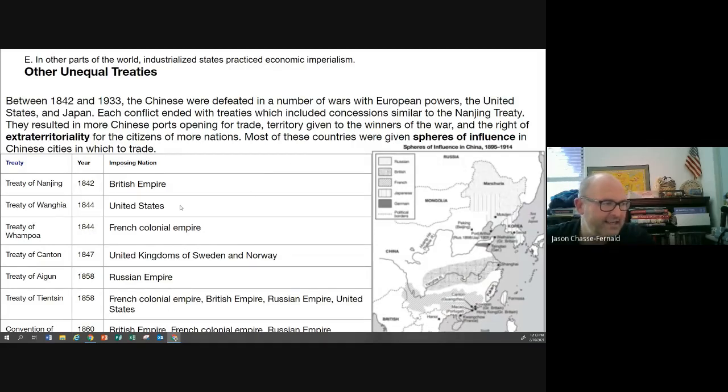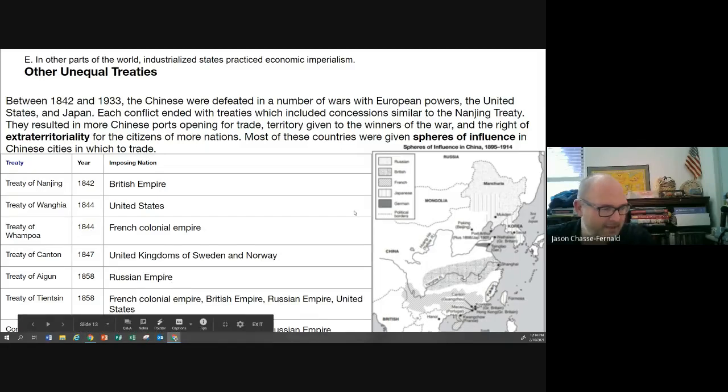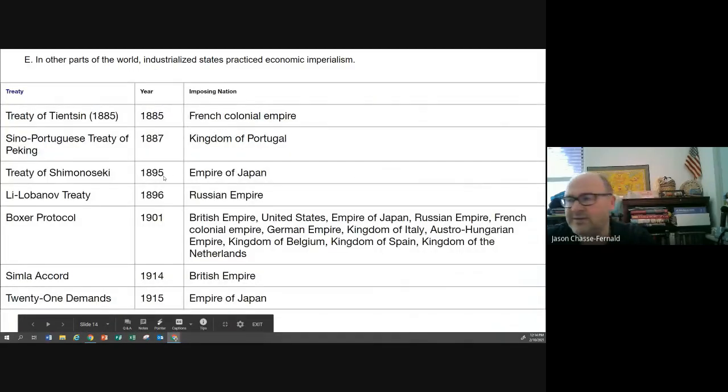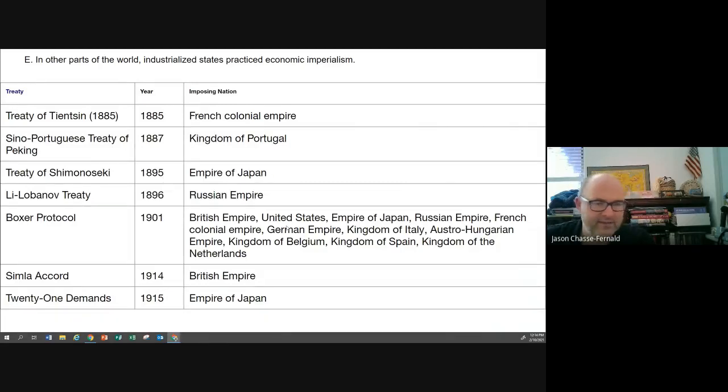So the United States, and this is why the United States will comprise about 10% of the opium that gets sold into China during this time period, we'll have our own sphere of influence there, right? The French, the Scandinavians will come in, the Russians will come in. In 95, we see the wrapping up of the Sino-Japanese War, and the Japanese will come in. And then we see the Boxer Protocols, and the Dutch are not going to get left out. So there you go, the Dutch. Where is it? Netherlands. There you go. Kingdom of the Netherlands.